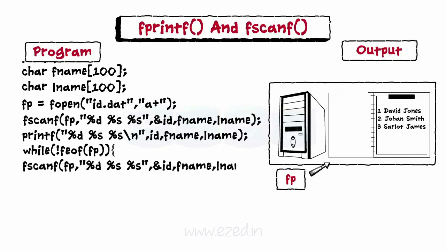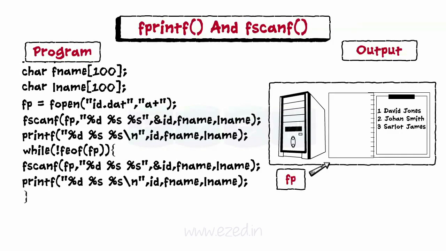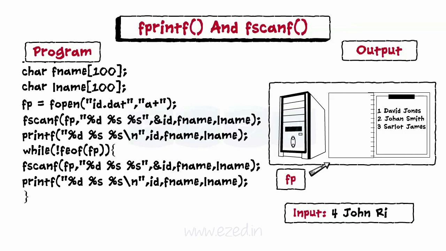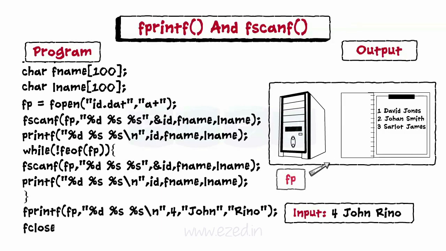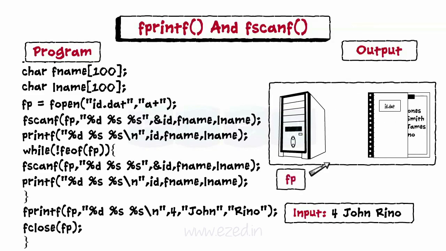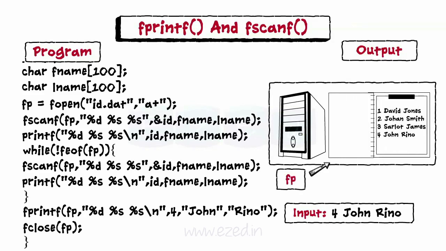The id, fname, and lname are read from the file. Here it prints all the elements that are registered in the file till the end of the file is reached. Now if we want to place at the end of the file a new element, for example John Reno, then this is done using the fprintf function. Then we close the file and end the program. If we open the file, we find the new data appended to the file.